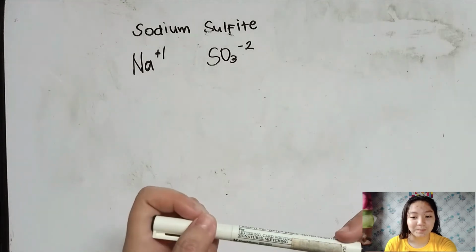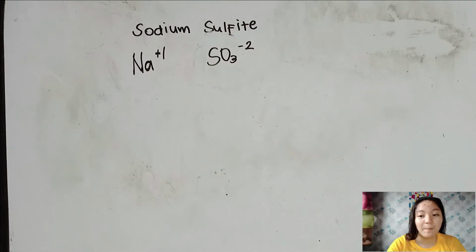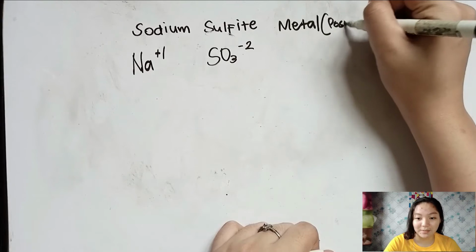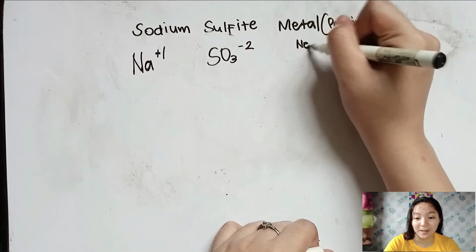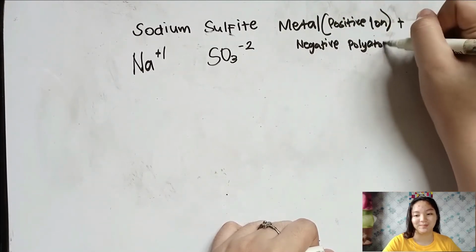There are 3 possible types of ternary ionic compounds: first, ammonium plus a negative ion or nonmetal; second, a metal or positive ion plus a negative polyatomic ion; and third, ammonium plus a negative polyatomic ion. We are applying the second type, the metal or positive ion plus negative polyatomic ion, because Na has a positive charge while sulfide has a negative charge.